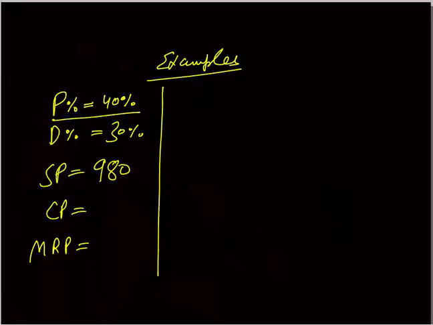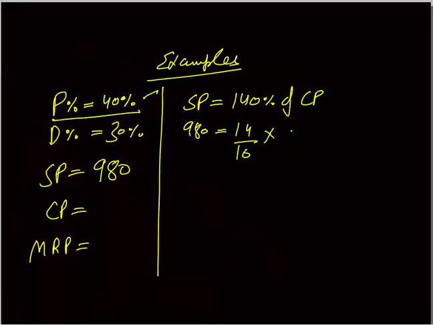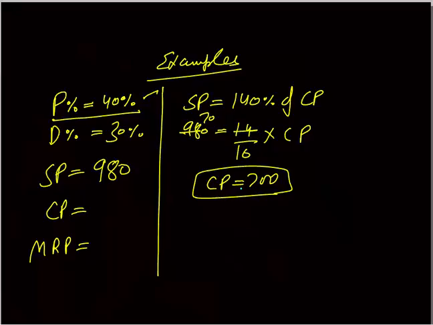See, whenever there is a profit of 40%, you are selling at 140% of CP. Because the initial value of the product was CP, that is 100% of CP. Your profit is 40%. So you are selling at 140% of CP. So as this is 980, this is 14 by 10 into CP. 14 sevens are 98, cost price is 700. So in this way you can calculate these kinds of cost price and MRP in least possible time by logic, not by formulas or crammings.